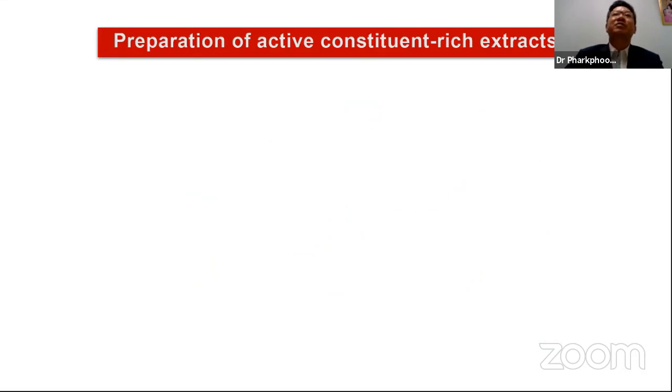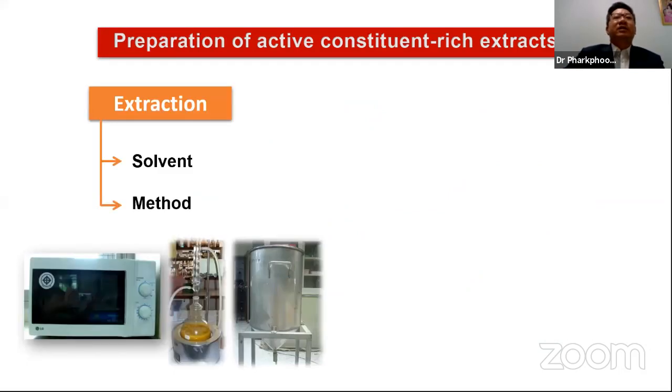How to prepare the active constituent enriched extract? From my experience, I usually use two steps. The first step is extraction. This is the important step, because if you would like to get a high content of the active compound, you have to search for the suitable solvent for extraction and also the suitable method for extraction.